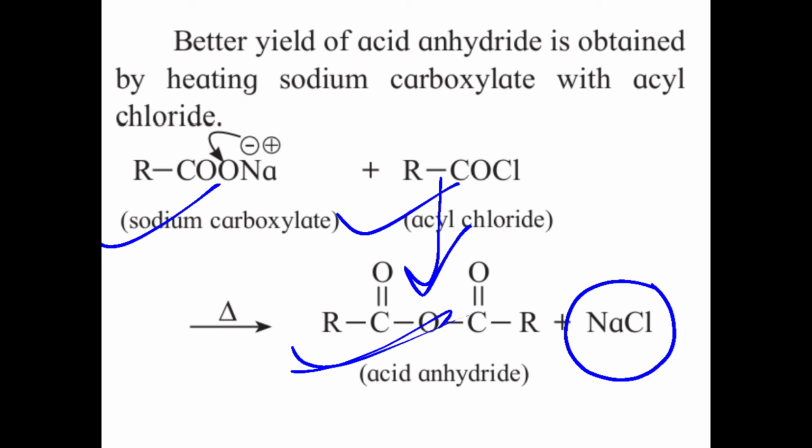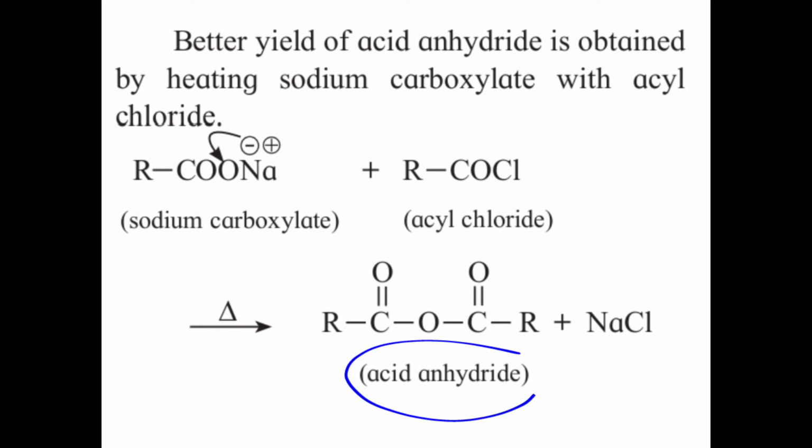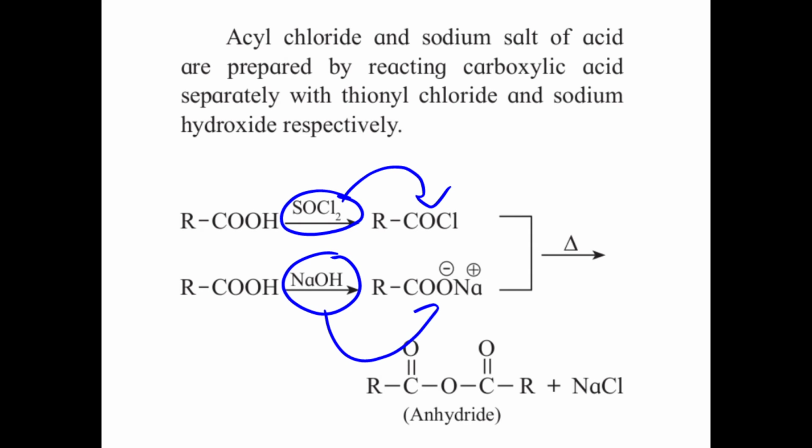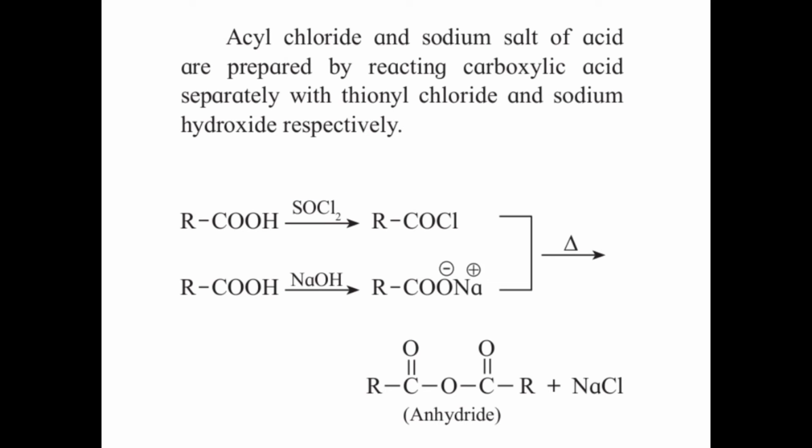Now for the preparation of acid anhydride, we have to do condensation of these compounds. We already discussed this reaction in the last lecture, that is the preparation from acid. From acid you have to prepare acyl chloride, and from acid you have to prepare the sodium salt of the acid, right? So by using acid in the presence of SOCl2 you will get acyl chloride, and acid in the presence of NaOH will give the sodium salt of that respective acid. Now after heating, that is condensation of these two compounds, you will get acid anhydride, or simply anhydride, plus NaCl as a side product, right?